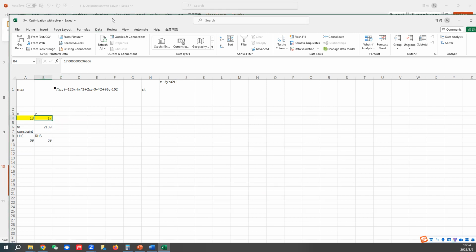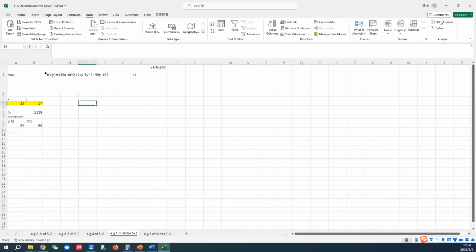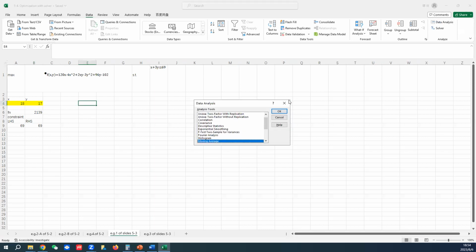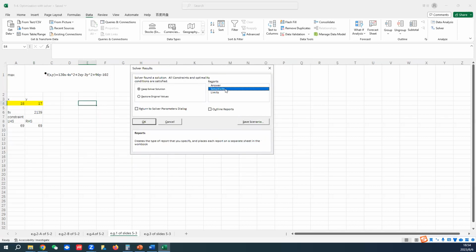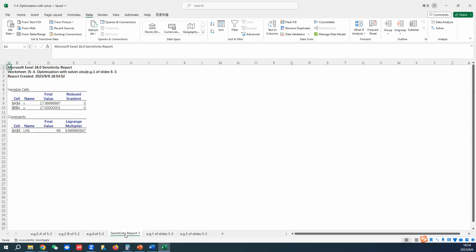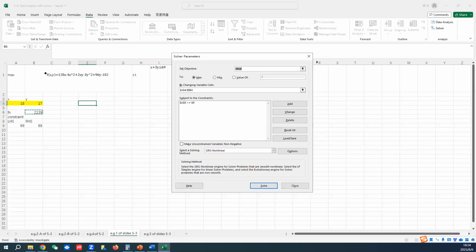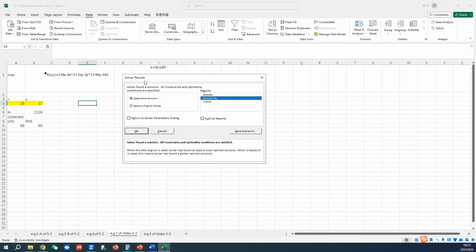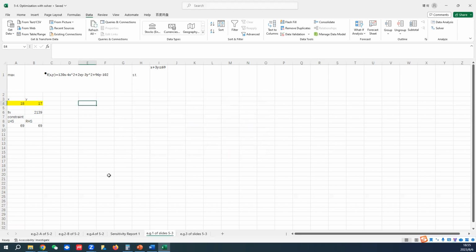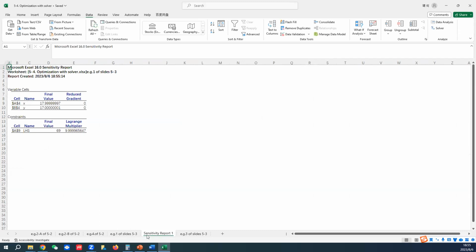Just one additional thing to add. After you do solver, ask it to solve, and here you can actually click sensitivity report. Let me do it again. After selecting solver, hit solve. In this Solver Results box, you can go to the sensitivity report and select it. And here we have sensitivity report 1.